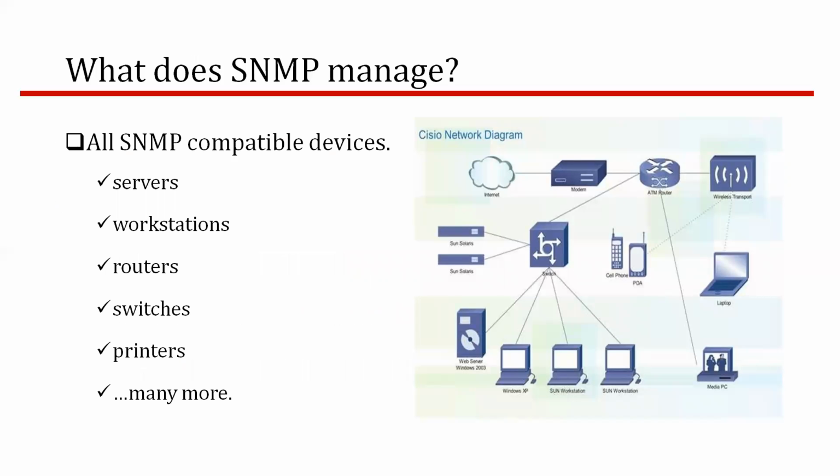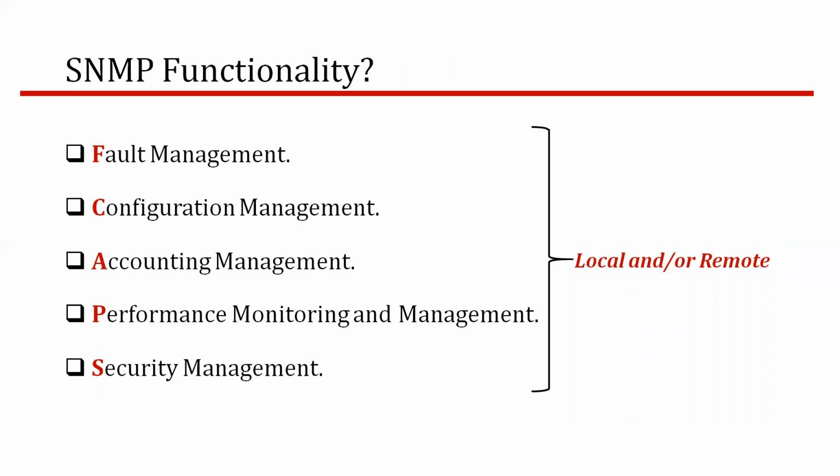Next, what does SNMP manage? All SNMP compatible devices are servers, workstations, routers, switches, printers, modems, etc., which are managed by SNMP on internet networking. It is used mostly in network management. Next are the functions of SNMP. The functionality of SNMP includes fault management, configuration management, accounting management, performance monitoring and management, and security management. These can all be local or remote.